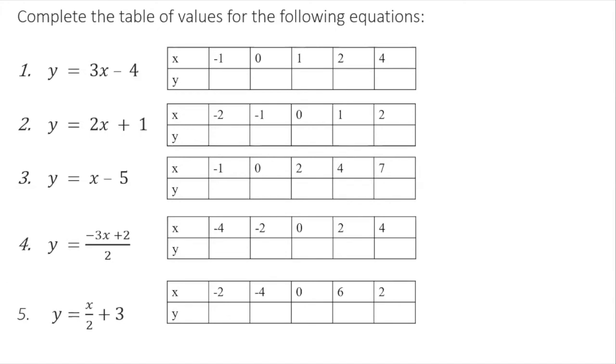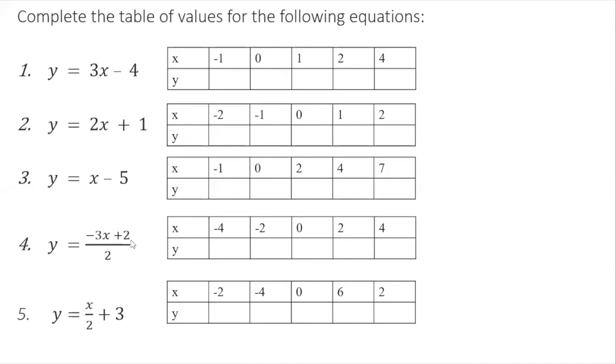Okay, someone is asking a question about number 4. Okay, so number four is still in its slope-intercept form. However, we just have a fraction. And so the process is still exactly the same. You just substitute your x value, which will be -4, for wherever you see x. And so it will be -3 times -4 plus 2.